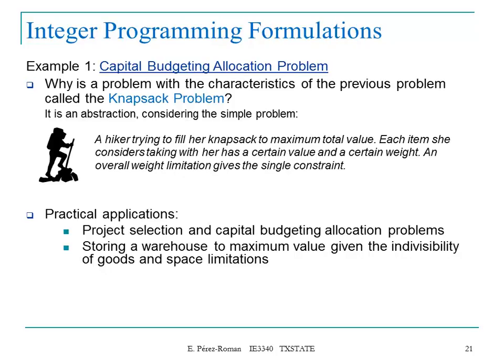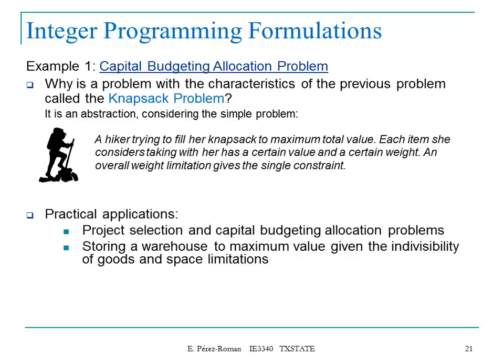It is an abstraction considering a simple problem. Think about this example: a hiker trying to fill her knapsack to a maximum total value. Each item she considers taking with her has a certain value and a certain weight, and an overall weight limitation gives the single constraint. So every time you have a problem with the characteristics of this type of situation, in which you're trying to fill a bag with constraints in terms of capacity limitations, weight limitations, and so on, it can be modeled using the knapsack problem.